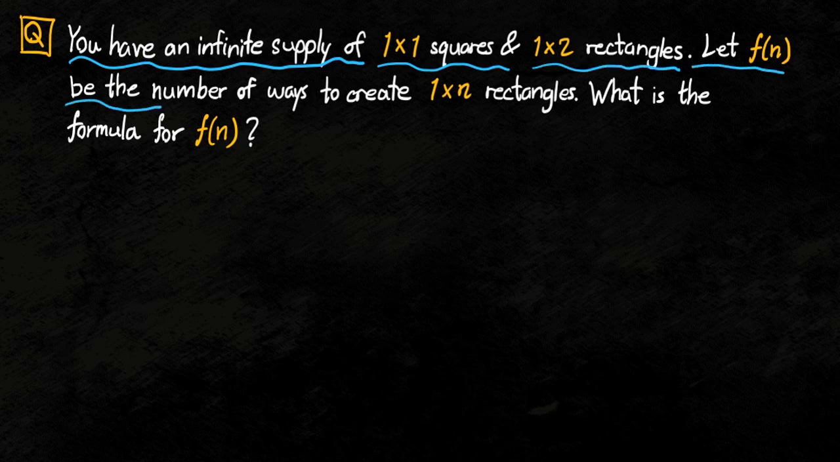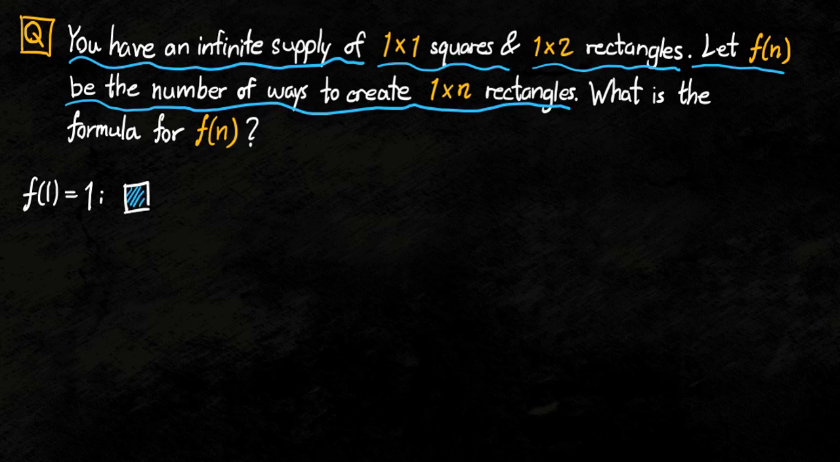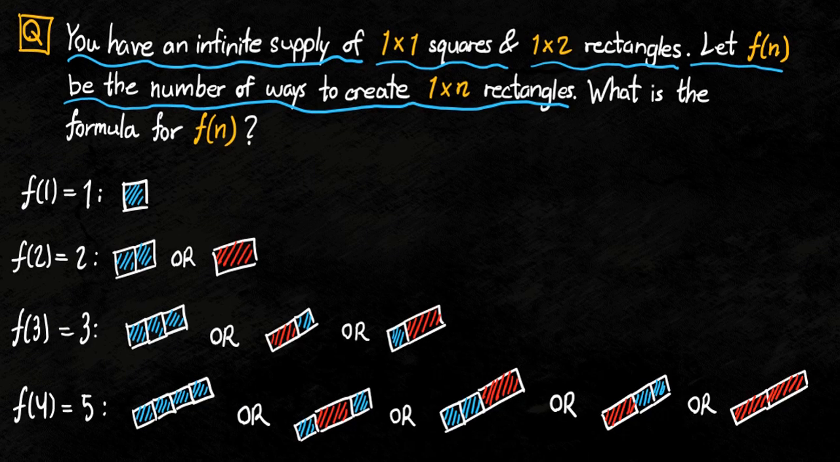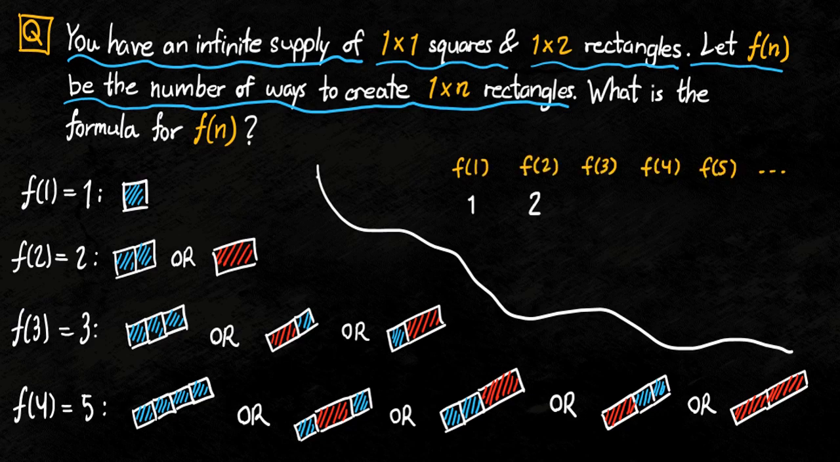Let's say f of n is the number of ways to form a 1xn rectangle. For example, f of 1 is 1 because you only have one way to create the 1x1 rectangle. And then f of 2 is 2 because you can either use two 1x1 rectangles or just one 1x2 rectangle. Similarly, you can see that f of 3 is 3, f of 4 is 5, and so on. The question is simple. What is f of n? You might even notice that these are already Fibonacci numbers, and we'll get into that later.